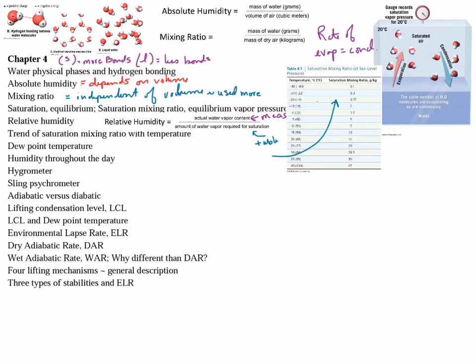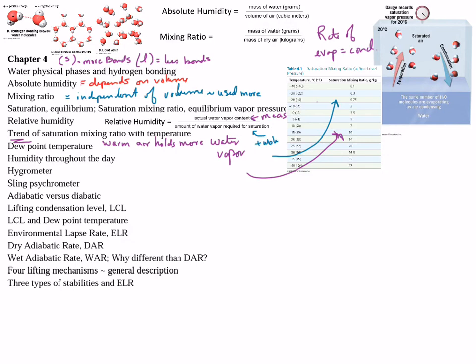Trend of saturation in relative humidity. What is relative humidity? Well, you take the actual amount of water vapor, you measure that, and you divide by the water vapor required for saturation. You get that from the table. Trend in mixing ratio with temperature. That's the old adage that warm air holds more water vapor.